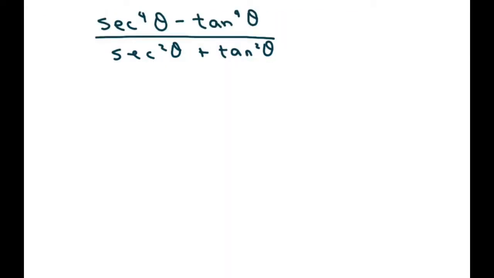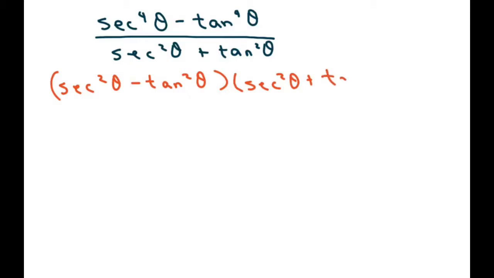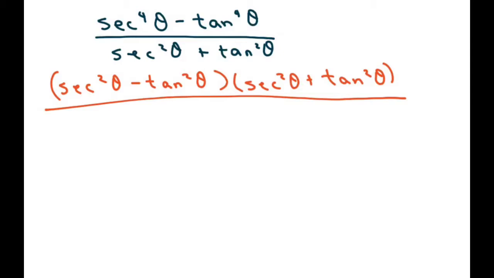Alright, next is this one. It's very similar. So the first thing I'm going to do is expand the numerator. That's secant squared of theta minus tan squared of theta times secant squared of theta plus tan squared of theta, all over secant squared of theta plus tan squared of theta. This one's actually a little easier.